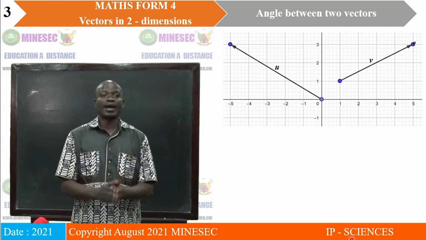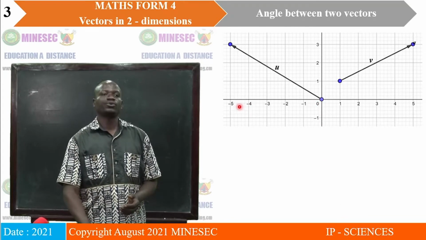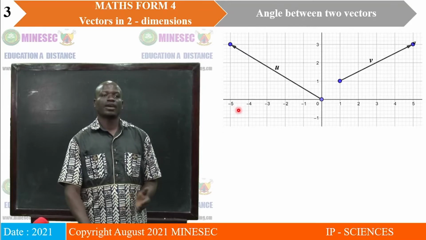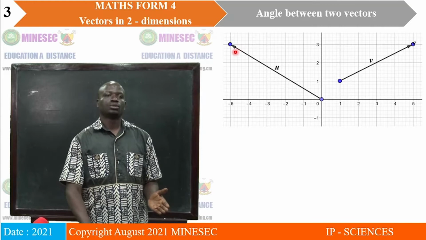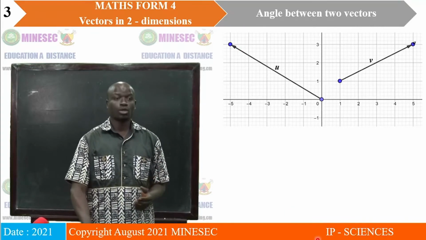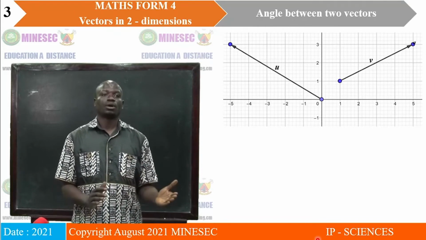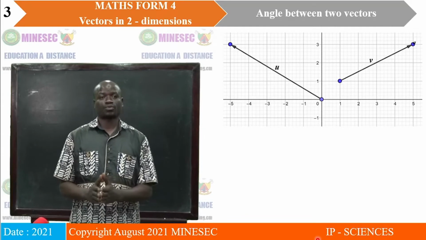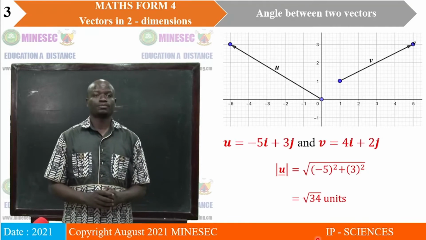On the other hand, we can say to get from the tail to the head, we move 5 units in the negative direction of the x-axis and then 3 units in the y direction, and then we'll arrive at the head. So if we do that, vector u will have as its expression negative 5i plus 3j.